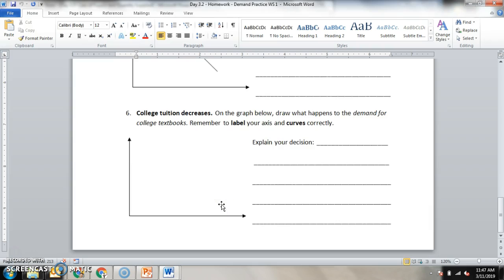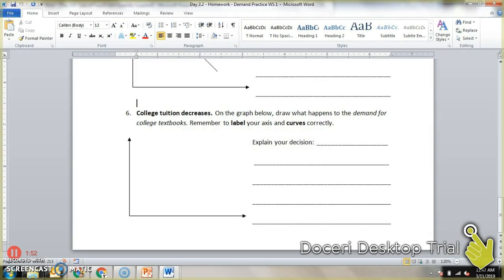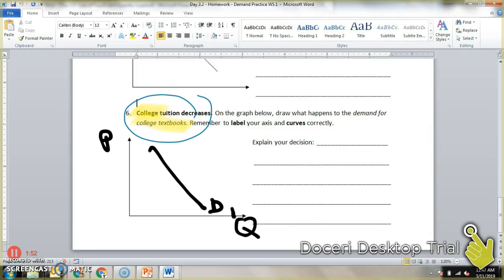For number 6, college tuition decreases. So again, we're going to take a look at the fact that we've got 2 products here, college tuition and college textbooks. The relationship between the 2 is that they are complements. You buy one, you buy the other. And so we can label our graph, draw our demand curve, and if tuition decreases, more people are going to go to college. If more people go to college, then the demand for textbooks is going to increase as well. So we would describe this explanation as a change in the price of complements.